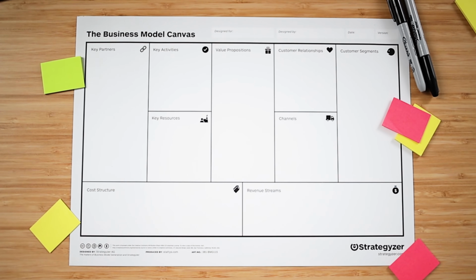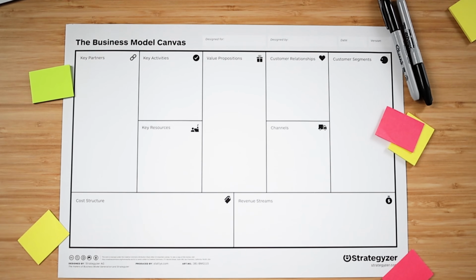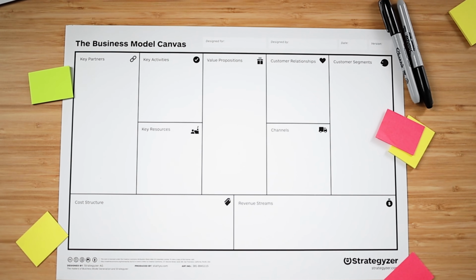Hold on, stop, wait, let's rewind. What's a business model? Okay, so a business model is just a description of how your company creates and delivers value to your customers and then gets some kind of value in return. There are 9 building blocks you need to think about when you're mapping out your business model. The business model canvas helps you map out those 9 building blocks all on a single page.